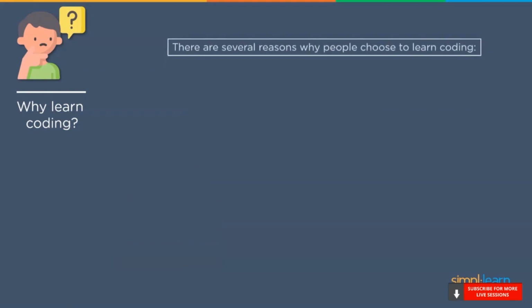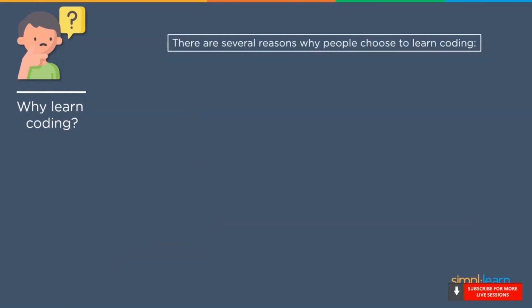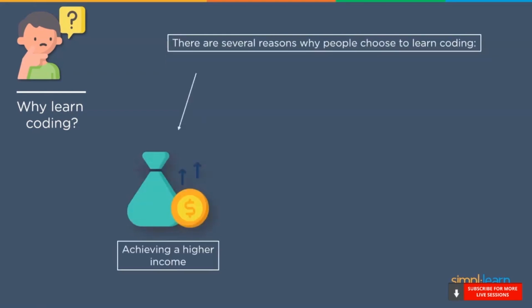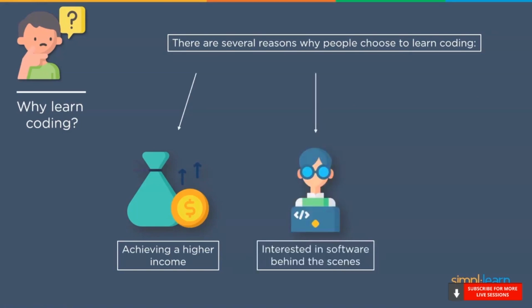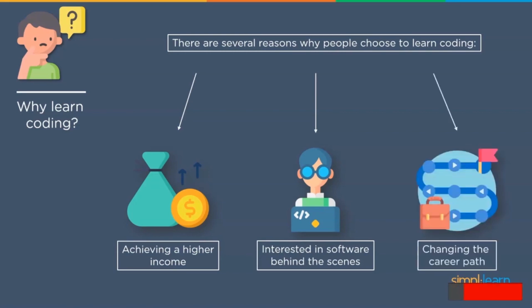There are many reasons as to why people today are learning coding, right? It could be because they want to achieve a higher income, or simply because they're interested in software development and are curious to know what happens behind the scenes. Or sometimes people want to change their career path and might be bored of their current work, right? So there can be many reasons why people want to code. But one thing is very certain, everyone can code. The first thing that you need to know is that it's not a very tedious task. You need a little bit of aptitude, but you can code.